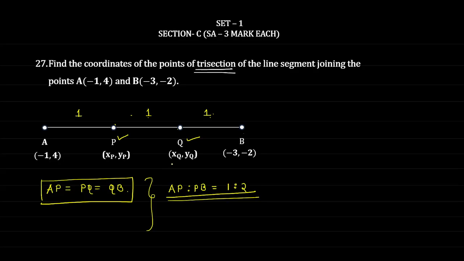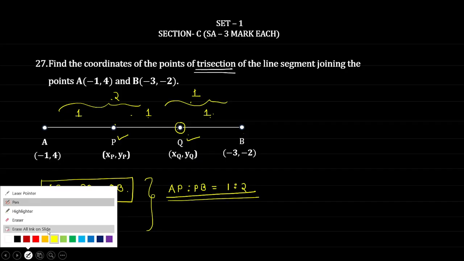So you can directly find the coordinates from here, or else you can apply the same thing at this point, and then you can take 2 parts and 1 part. So 2 is to 1 you can take, and then you can find out. So you have 2 options from here. Let me show you both the options.